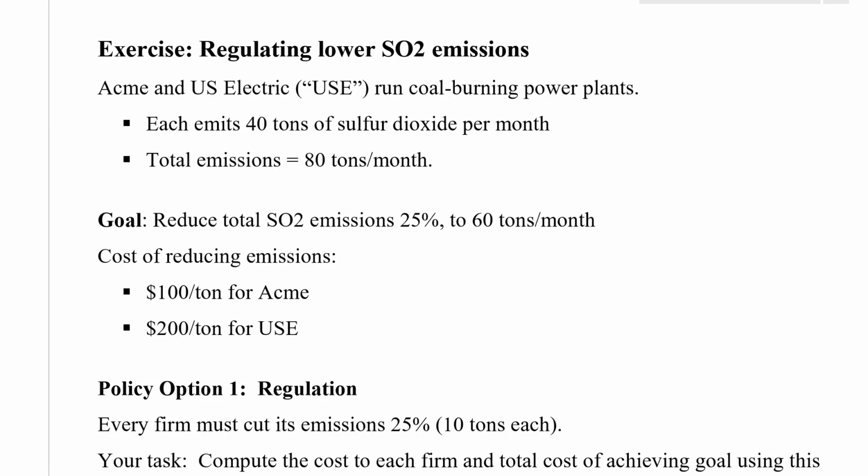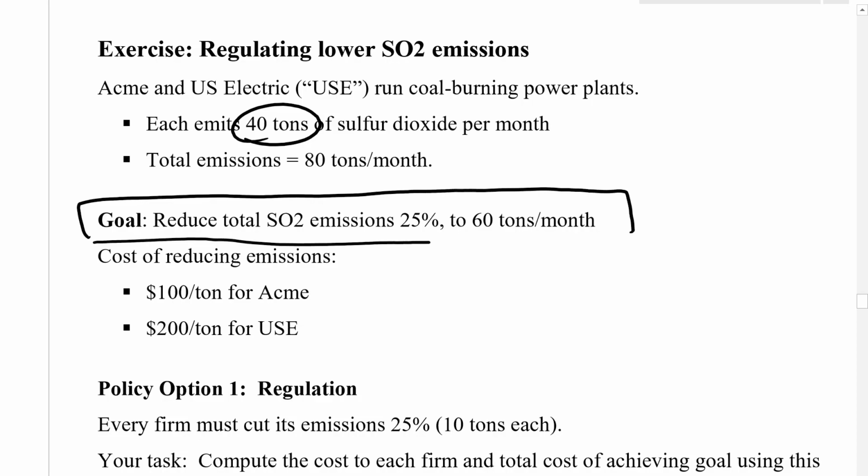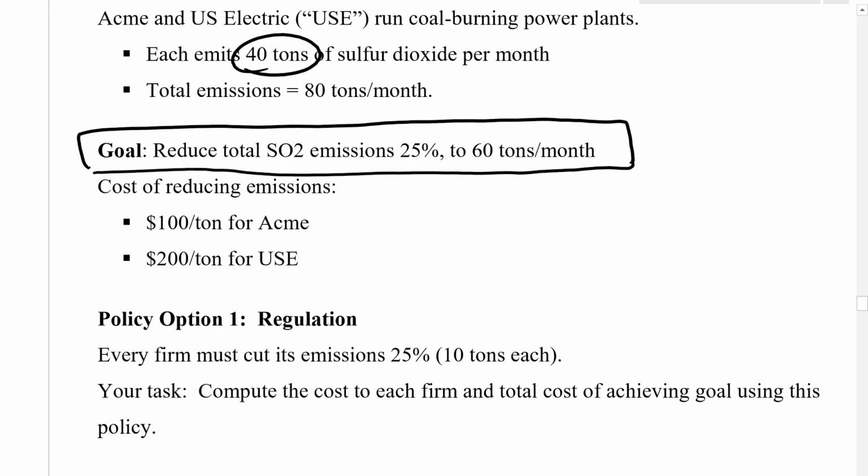And so here's the setup. Both firms, Acme and US Electric, which I'll just abbreviate USE, are coal-burning power plants which create sulfur dioxide. Both are starting out by emitting 40 tons. So that's an important thing to keep in mind. Total emissions is 80 tons per month. The goal is to reduce emissions from 80 down to 60 tons per month. And each firm has a different cost. It costs Acme $100 a ton, US Electric $200 a ton, and we're off.